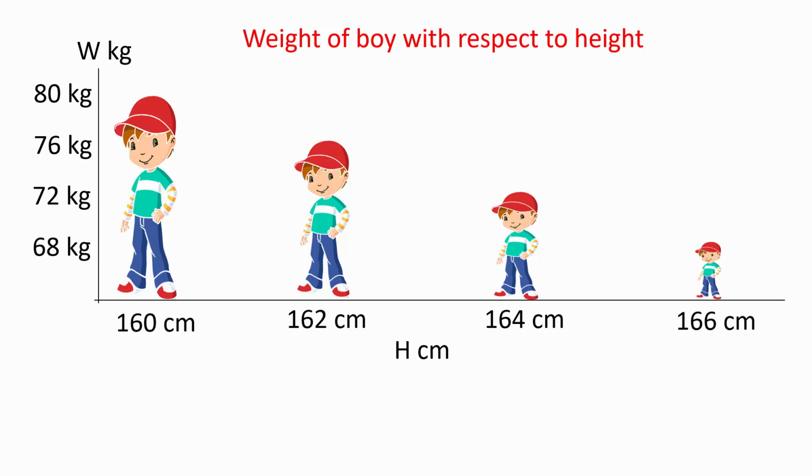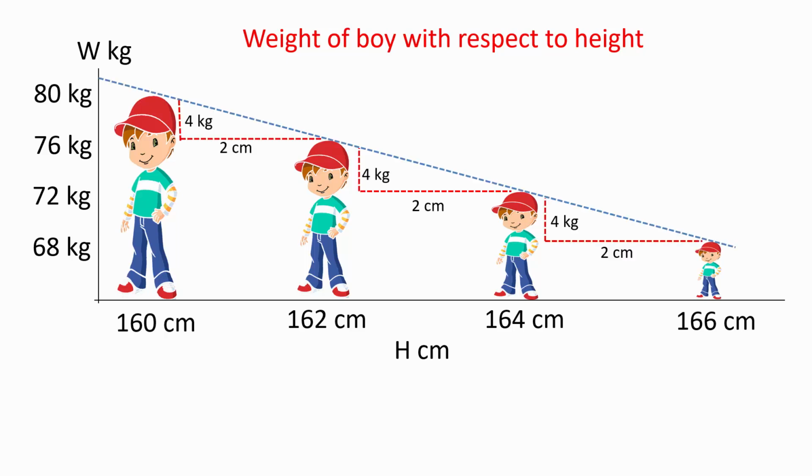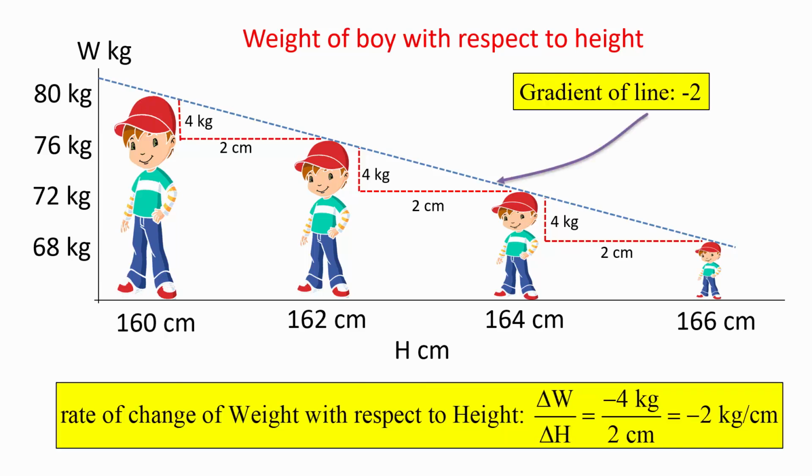Now there's one more combination, isn't there? The weight of the person with respect to the height. But we can do exactly the same thing. Draw our triangles, and rise over run this time will be 4 kilograms over 2 centimeters. And as before, it will be negative because the gradient of the line is negative. The rate of change is negative. That means the rate of change of the weight with respect to height, delta W over delta H, is going to be negative 2 kilograms per centimetre. That means the person is losing 2 kilograms for every centimetre of growth.